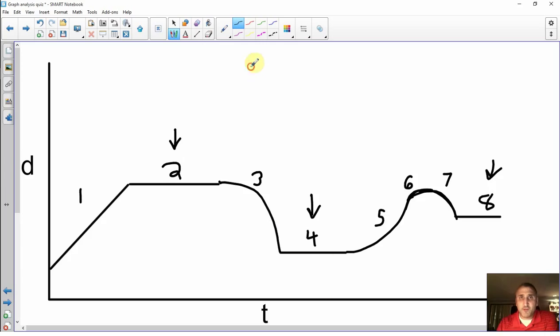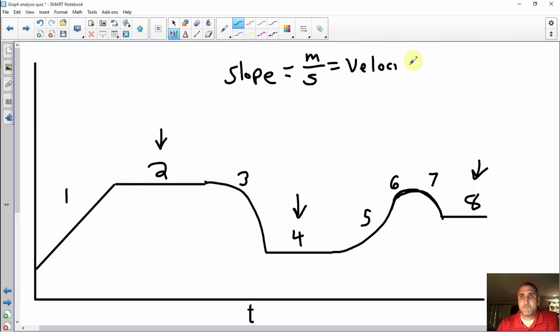And remember, slope of a position time graph is going to give you units of meters per second, which is velocity. So anywhere where there's no slope, there's no velocity. Where there's a positive slope, there's a positive velocity. Where there's a negative slope, there's a negative velocity. And the cool thing is, if you have a changing slope, you have a changing velocity.